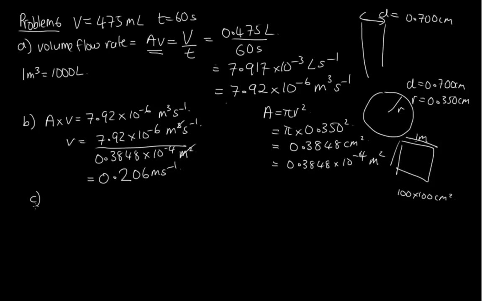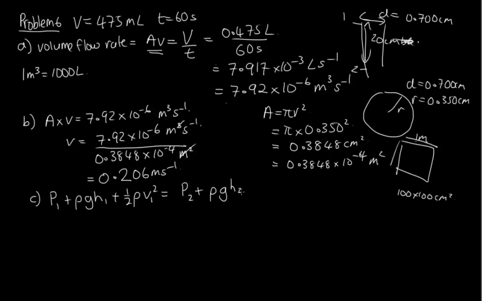Part C, we're asked what is the velocity of the stream 20 centimeters below the tap. So to do this, let's call position 1 the top of the tap and position 2 20 centimeters below. Okay, so what we're going to need to use is Bernoulli's equation. So we know that pressure plus the density times gravity times the height at position 1 plus a half the density times the velocity at 1 squared is equal to the pressure at 2 plus the density times the height at 2 plus the velocity at 2 squared.